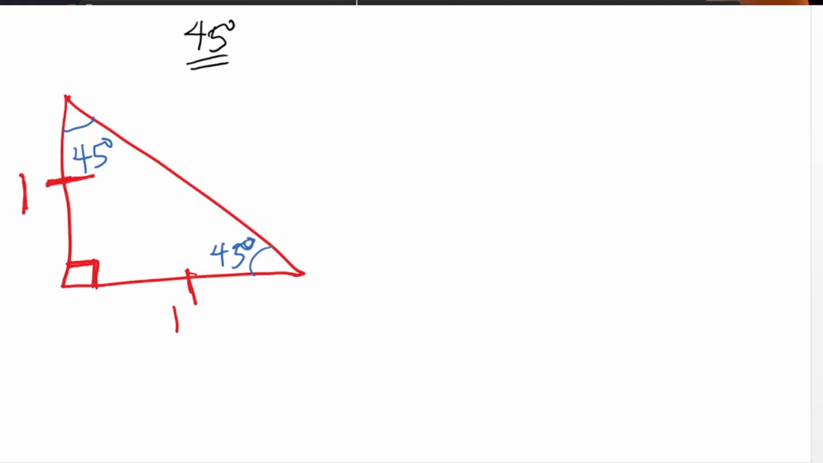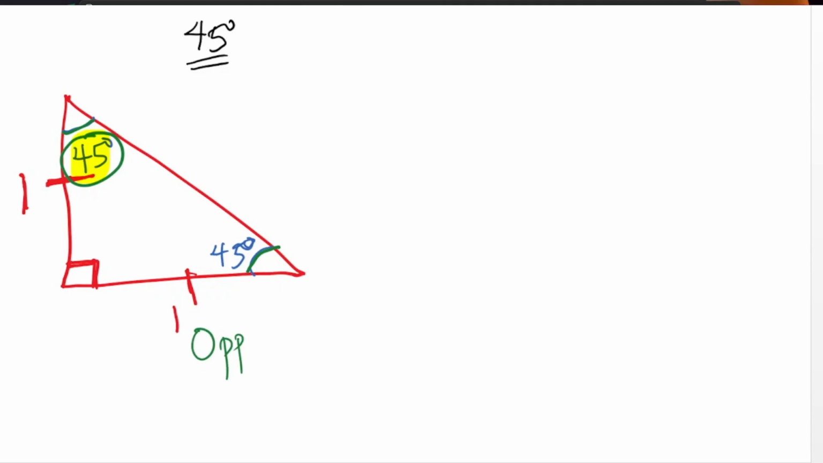I hope I am making sense. So why are we having two opposite and two adjacent? Because the angle we are considering, 45 degrees, we have it here, and we also have it here. So we are looking at this one here, and this will be the opposite, all right? This will be the opposite.